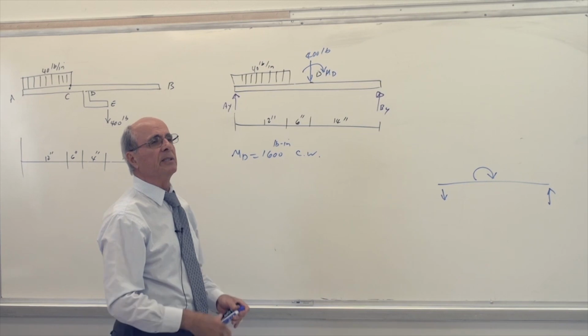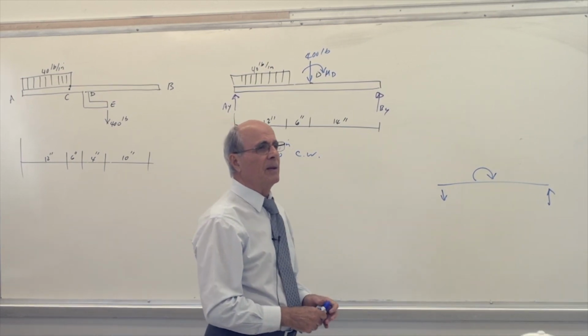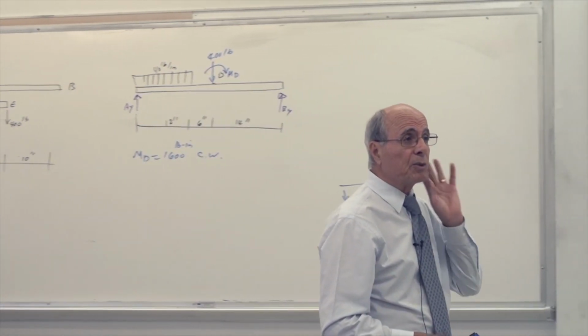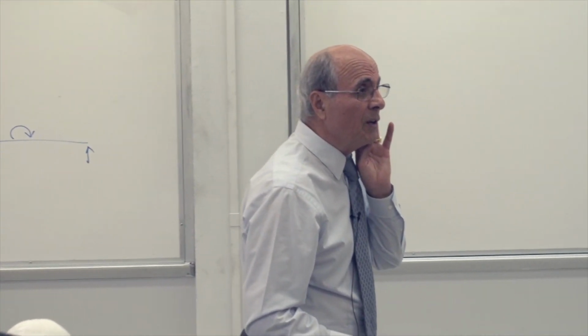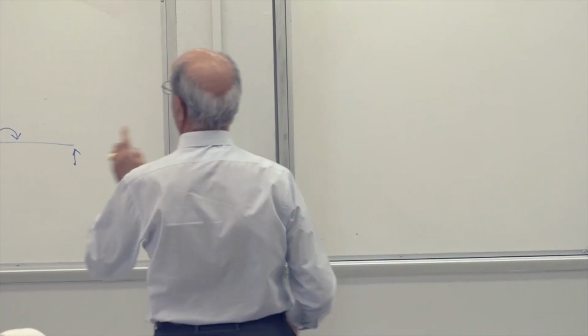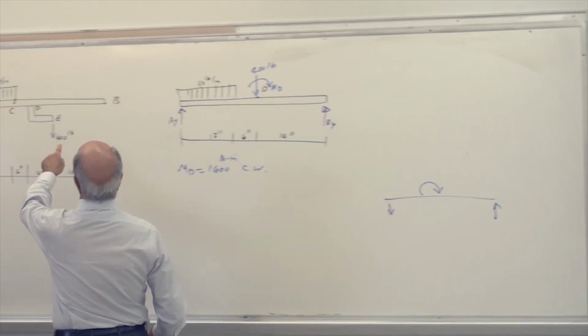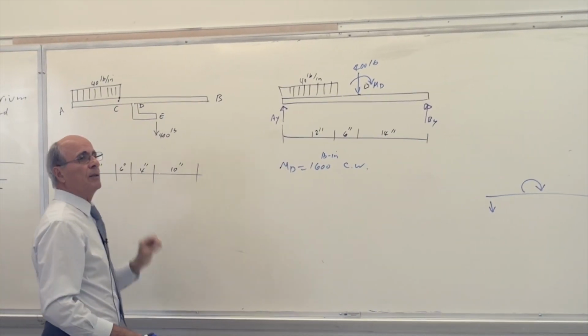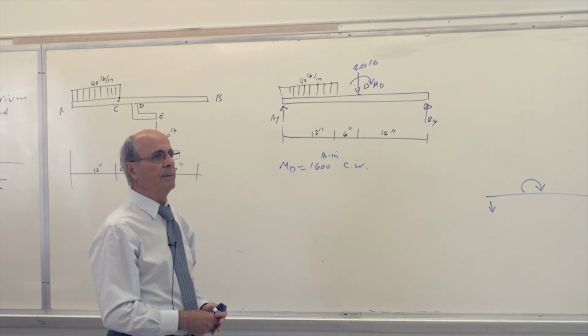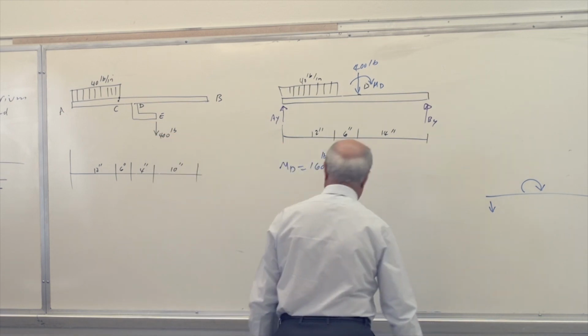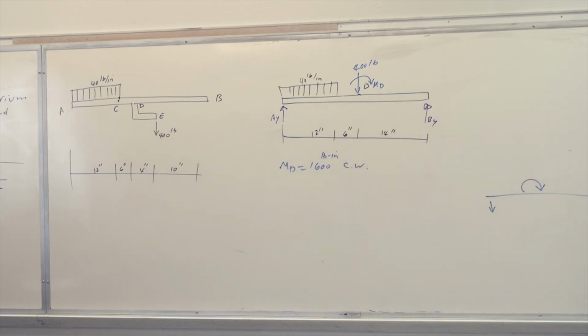Is that correct? Yes. How would we get 1600 for the moment of D? Excuse me? How did you calculate 1600 for the moment of D? How did you calculate that? It's here. Because I moved it from here to here, this distance was 4 inches. Okay? All right. Let's take that one over. So this is now understood.